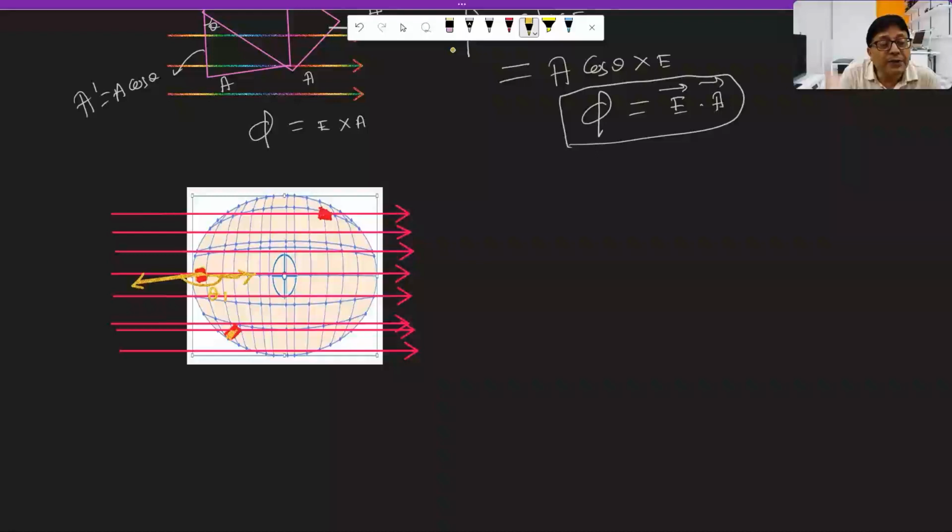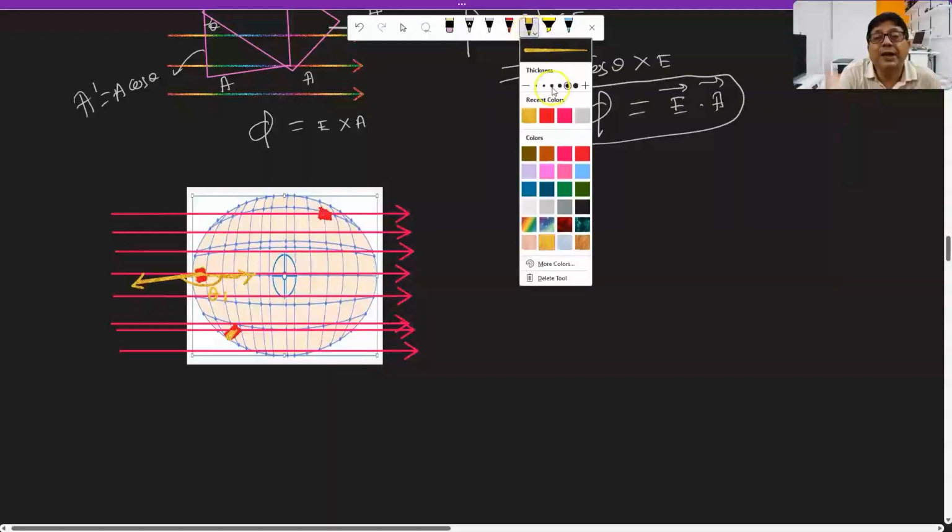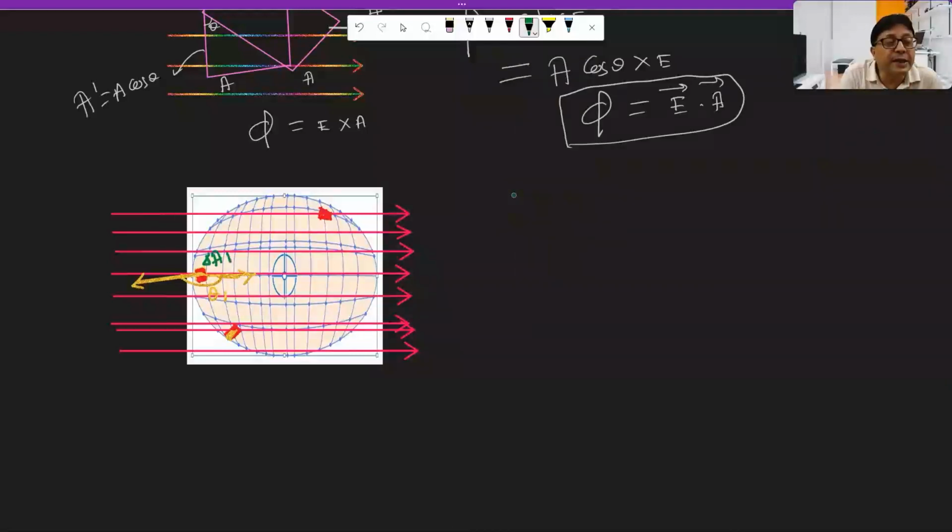What is happening for this area here? That area which you have taken here, let it be delta A1. This area, let it be delta A2. This is radially outward. Radially outward means joining the center to this area. It will be directed this manner. The area vector, delta A2 vector, will be directed this way, and the electric field vector will be directed this way. So this angle is also obtuse.